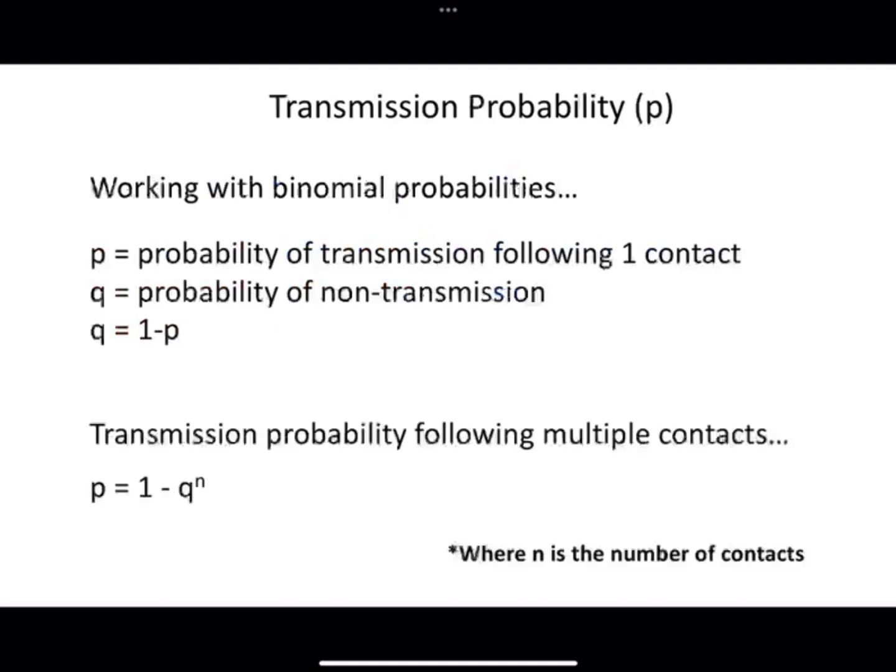And what we can use this to do is find the probability of transmission following several contacts. So P equals 1 minus Q^n. Just forgetting the 1 minus part, just looking at why we're doing Q to the N. So Q is the probability of not getting the disease.